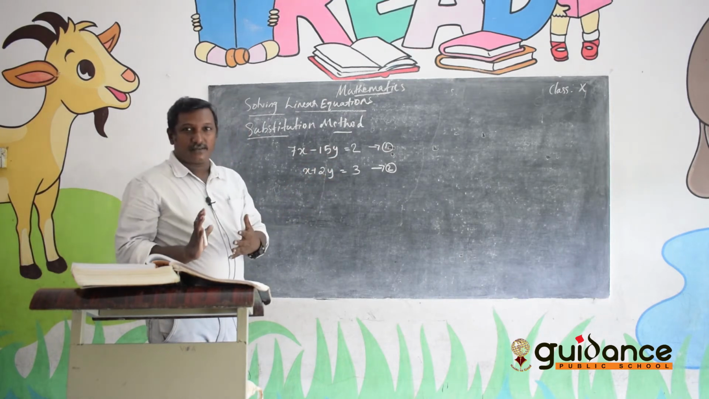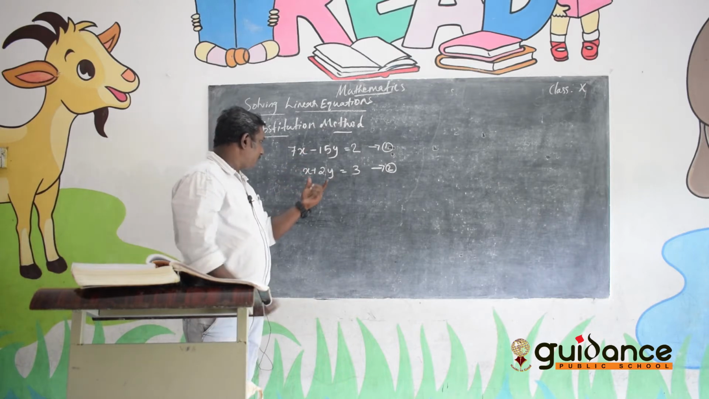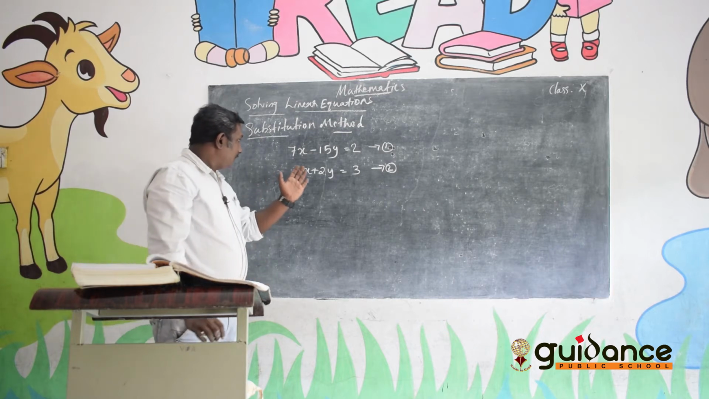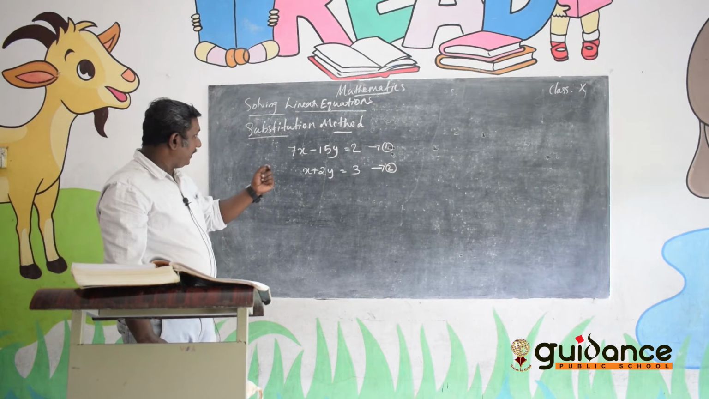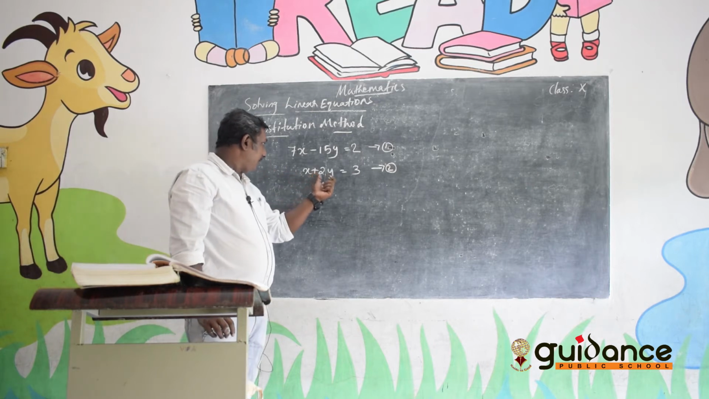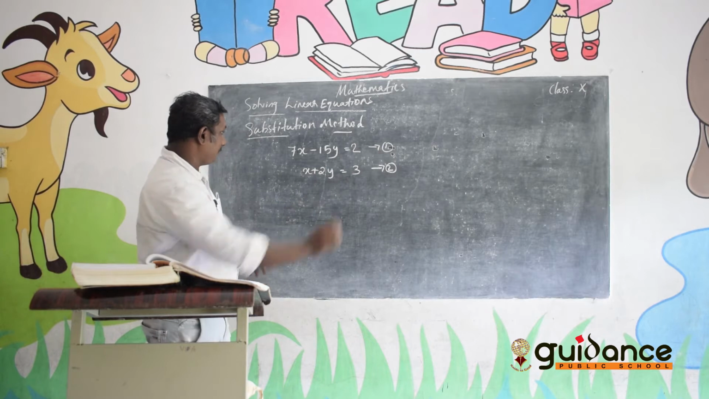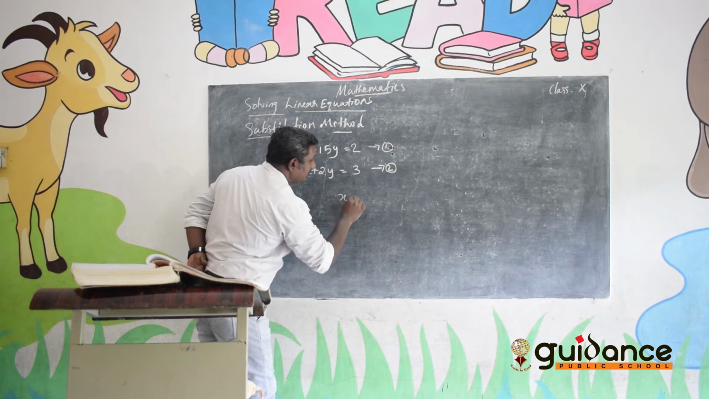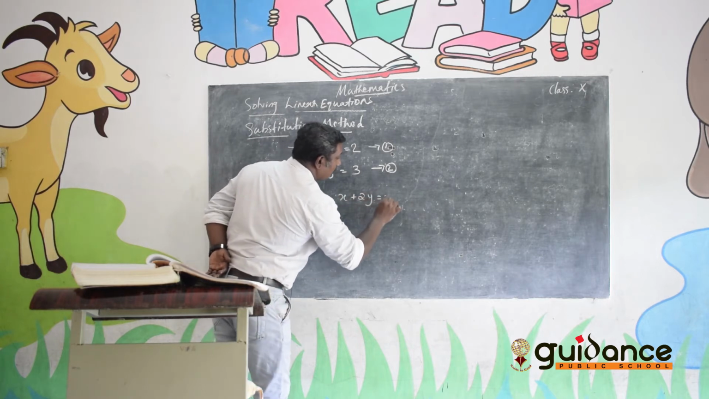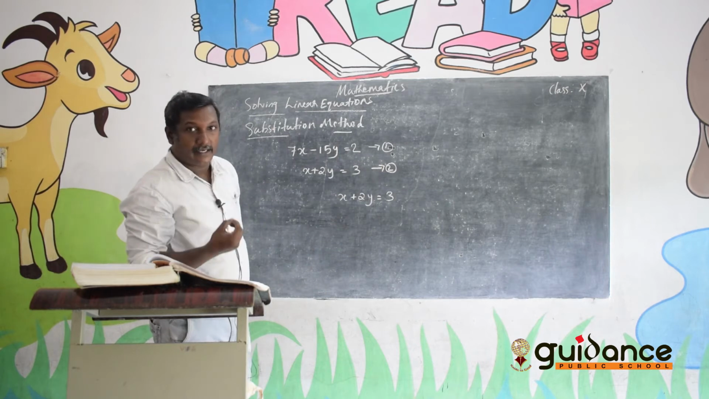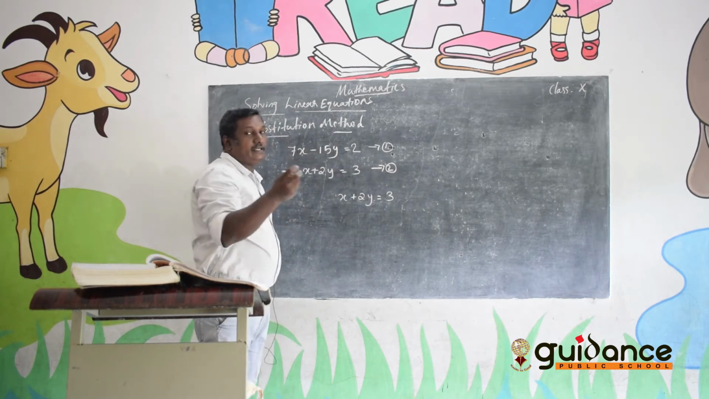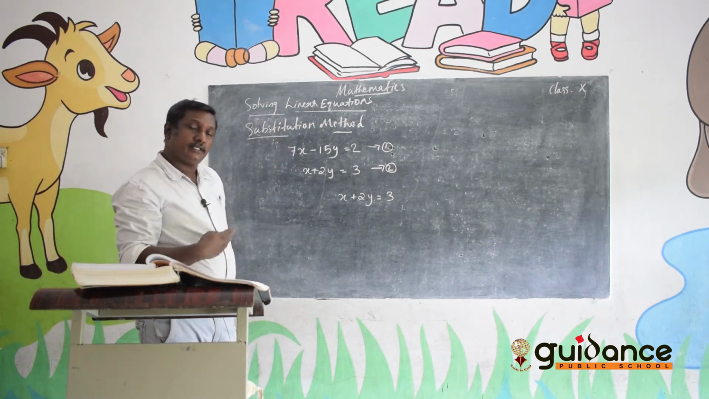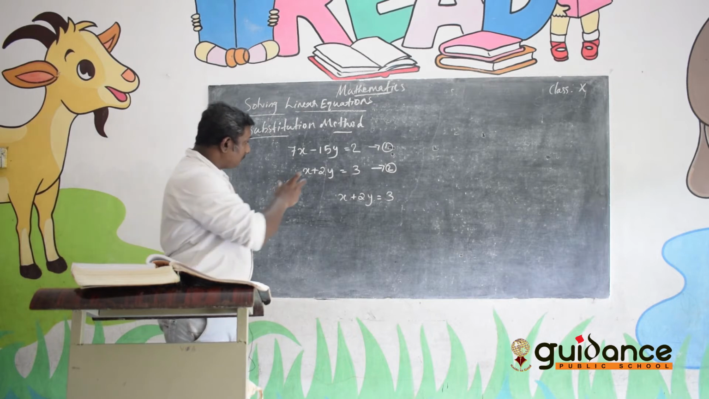Which one is the simple one? First you have to check the simple one. The simple one is x plus 2y equal to 3. So here we can substitute for x. First we take the simple equation. From these two equations we take the simple equation, that is x plus 2y equal to 3. Both are the same, anyone we can take, no problem. First we take the simple one.